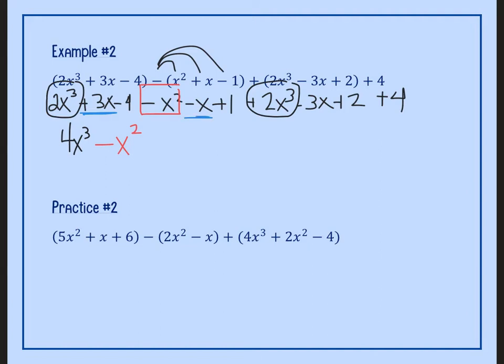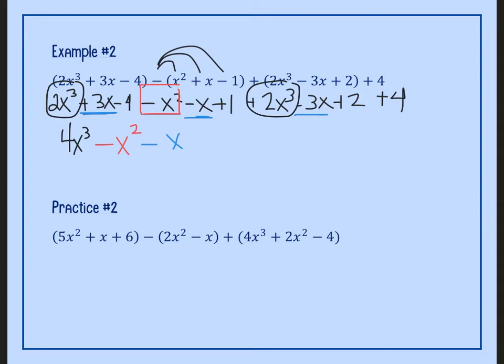3x minus x minus 3x. That becomes a negative 1x. Do you need to put the 1? No. Can you? Yes. Okay. Next, we're going to look at our constants then.